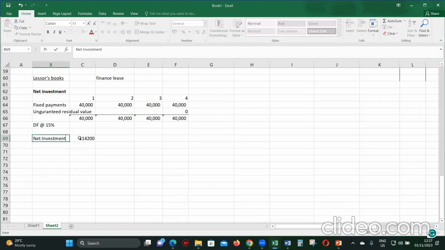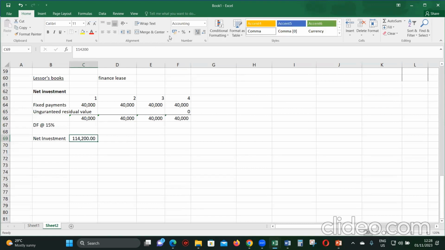So remember, it's not always the case. There can be unguaranteed residual value. If so, you have to take it again, discount it again and take the present value. Since there is no unguaranteed residual value here, the net value is also the same. Okay. Now you know how to take the net investment.